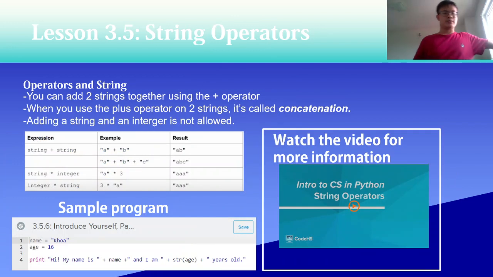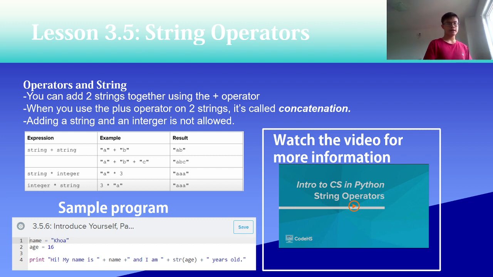So let's move to the next one. The string operators. You can add two strings together using the plus operator. When you use the plus operator on two strings, it's called concatenation. Adding a string and an integer is not allowed, which means you can use the operator to add two strings together, but you can't use it to add a string with a number.